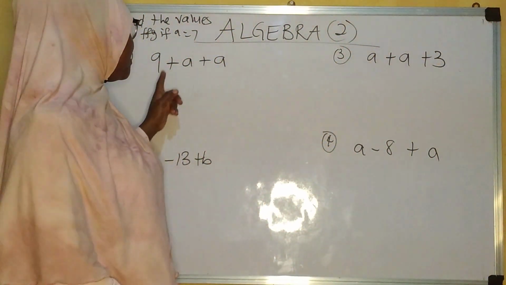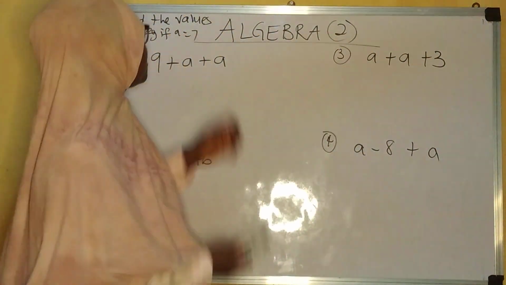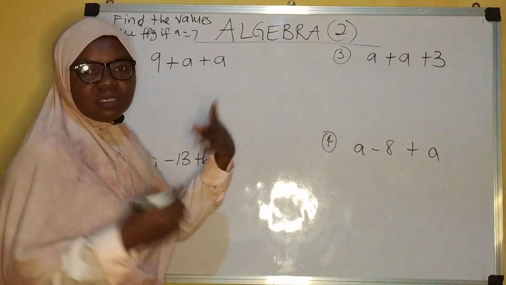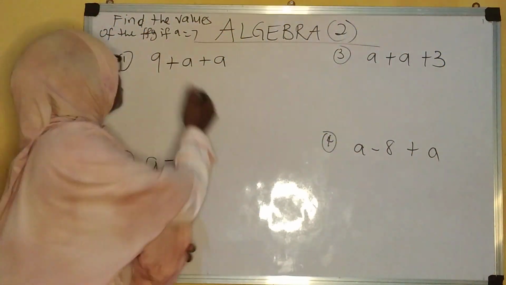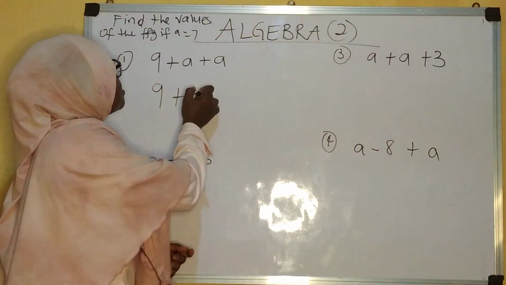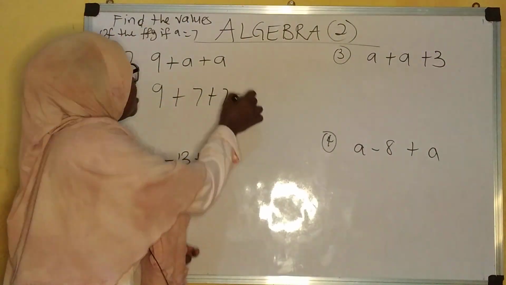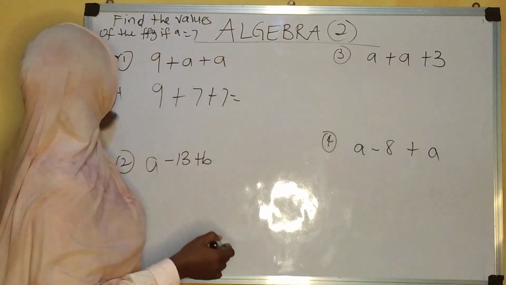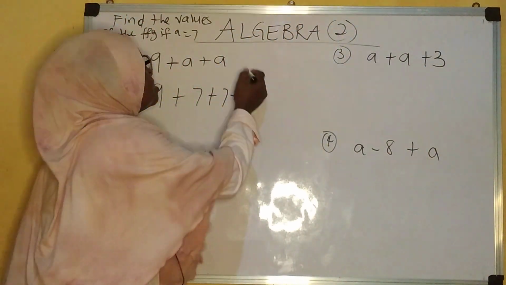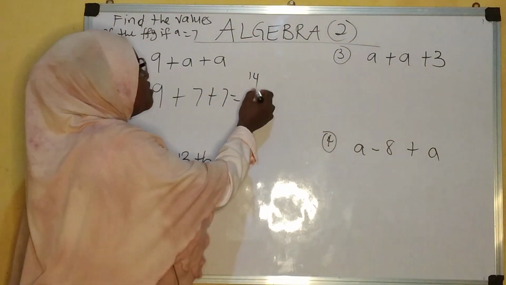The first one is 9 plus a plus a. Just like we are told, the value of a is 7. So easy peasy, just replace the value of a with 7. So I have 9 plus 7 plus 7, and 7 plus 7 is 14. And then 14 plus this 9 will give you what?